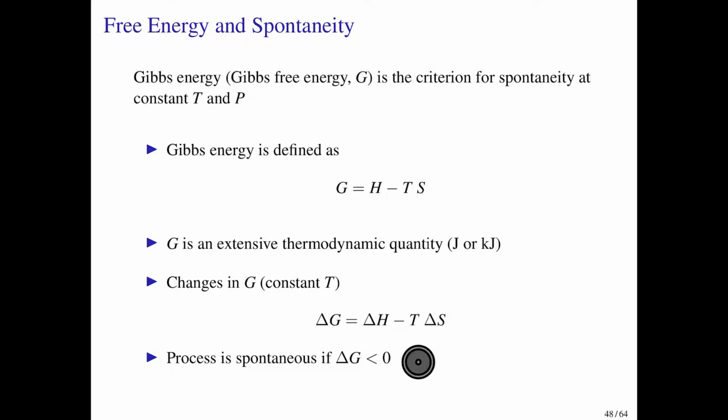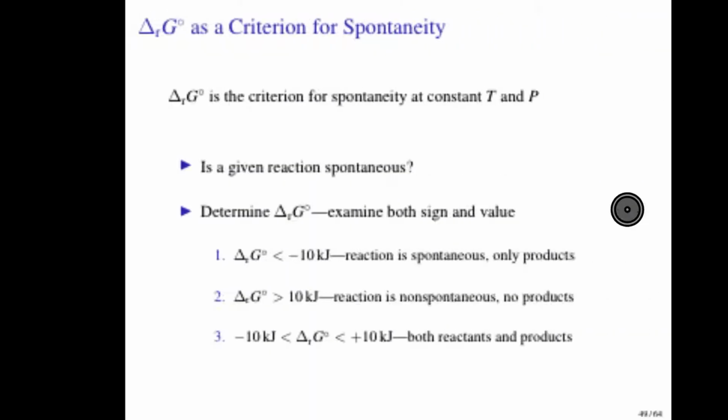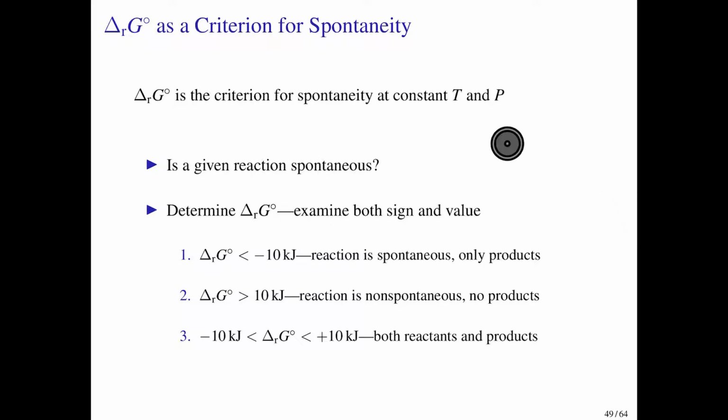Here's how we use delta G as a criterion for spontaneity. If the delta G value is negative, then the process will be spontaneous for constant temperature and constant pressure conditions. If delta G is positive, then it's a non-spontaneous process. In order to apply this criterion, we'll be calculating the Gibbs energy of reaction under standard state conditions, constant temperature and pressure. And what you look at is both the sign and the value of the Gibbs energy change.